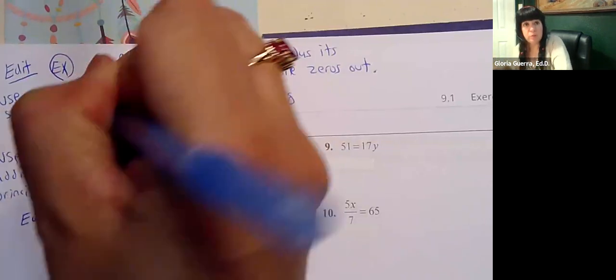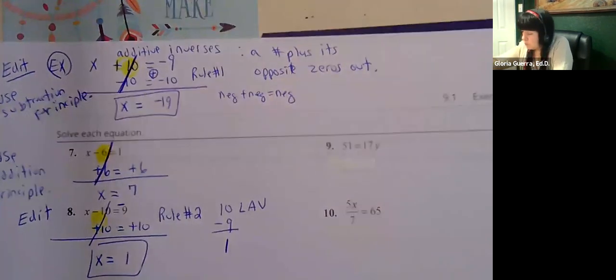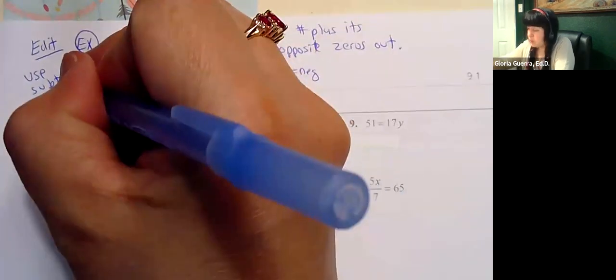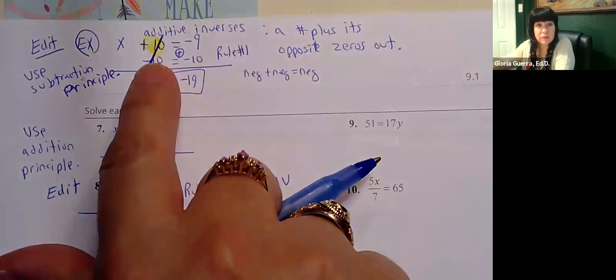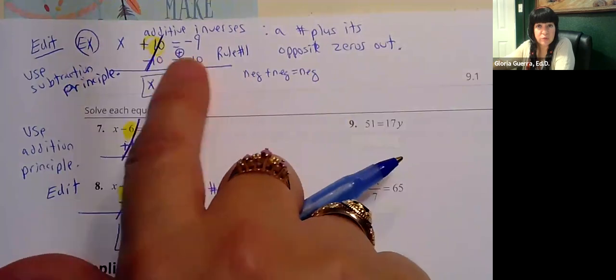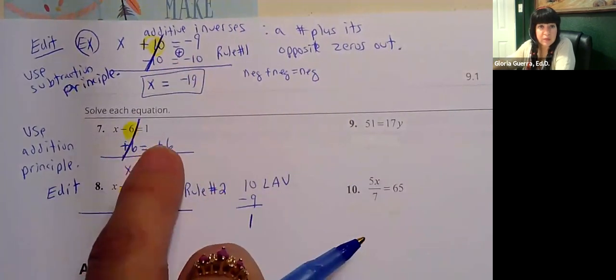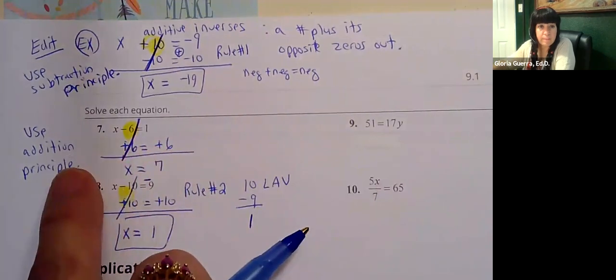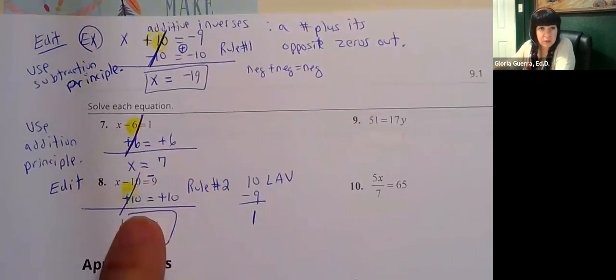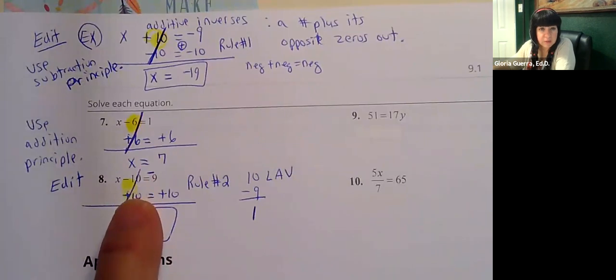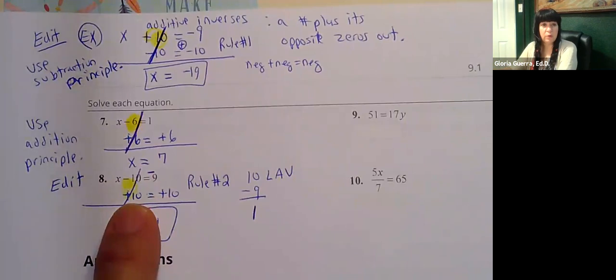Using the subtraction principle, okay? Because you see how I subtracted both sides? So I'm saying that's the subtraction principle. Here, see how I added to both sides? That's the addition principle. And here, see how I did plus 10, plus 10? That was also the addition principle.